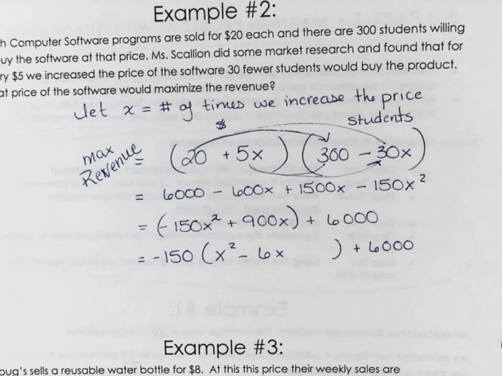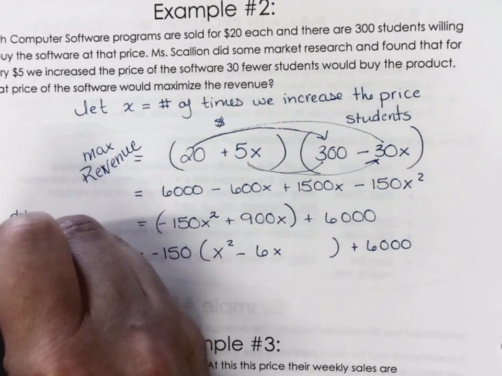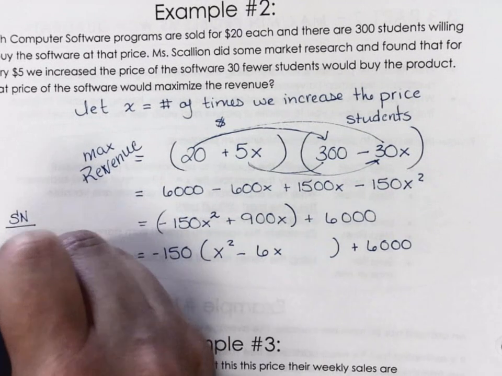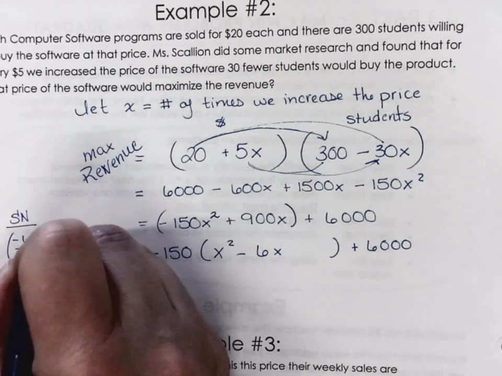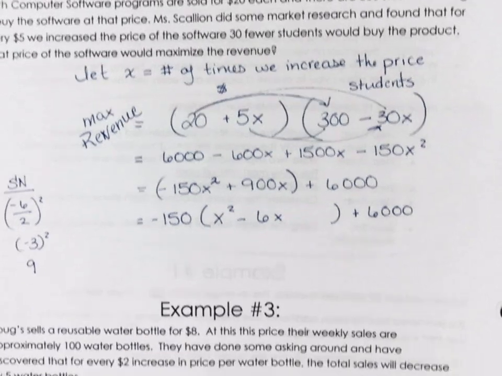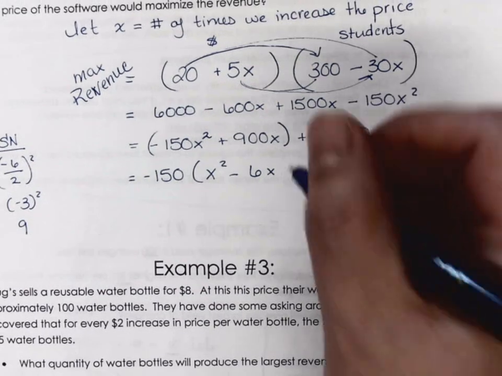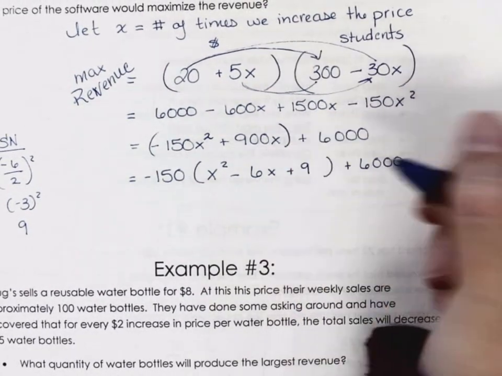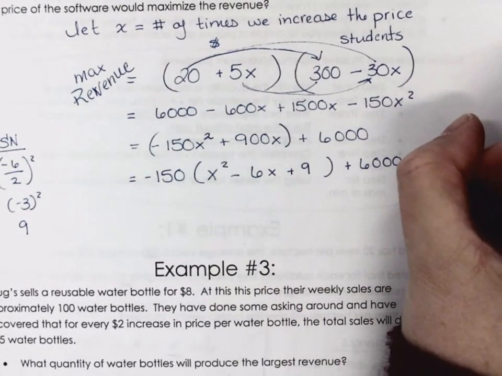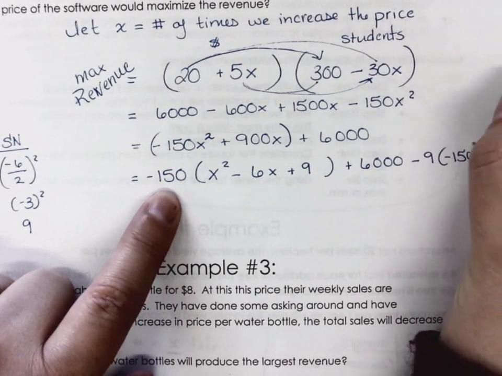So now we're going to do our side note. Can you do your side note in your head? Good point, you shouldn't do that because we need part of it later on. So we get a positive 9. So we're going to add 9 in here. We're going to minus 9 out here, but we have to multiply that minus 9 by the negative 150.